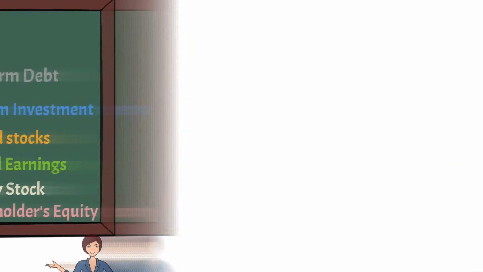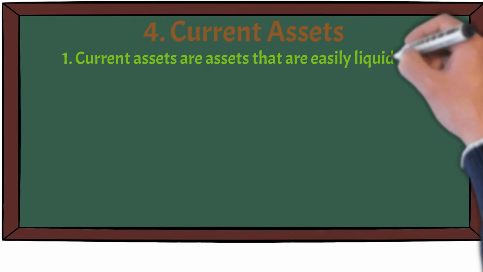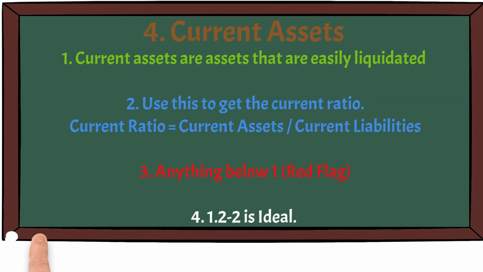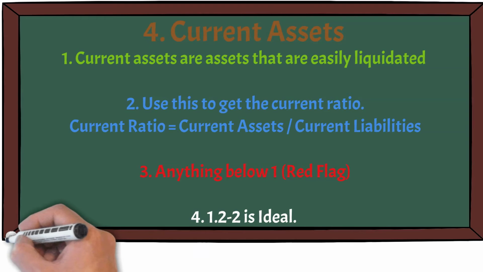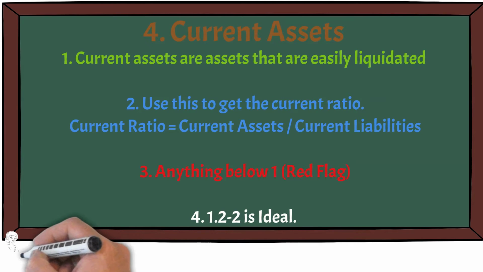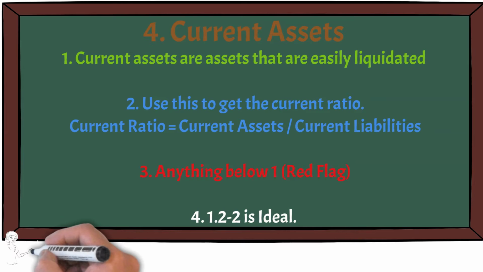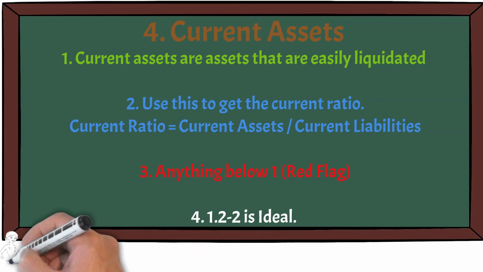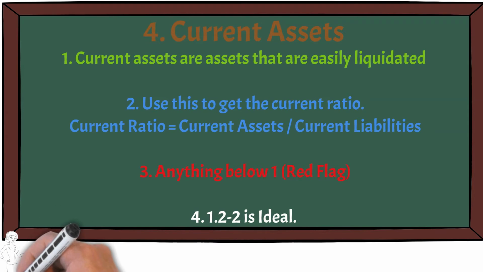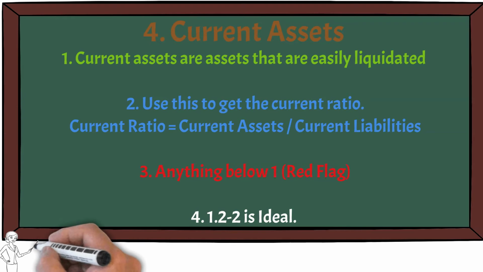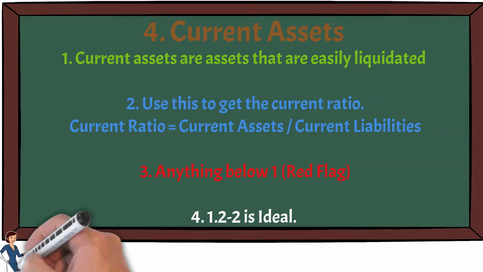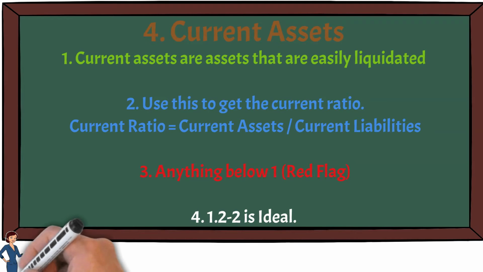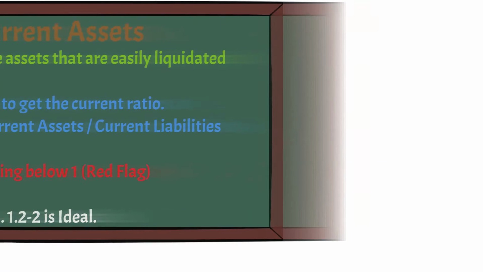4. Current assets can be used to get the current ratio. A current ratio equals current assets divided by current liabilities, and anything below 1 is something to be careful with. Anything above 1 is good, but the range should be 1 to 2. However, some companies with a very good competitive advantage could be below 1. If this is the case, make sure we look at their net income or earnings to see if the company is in good health.